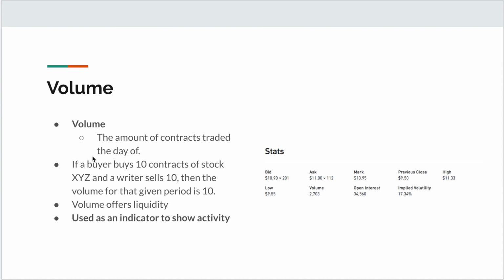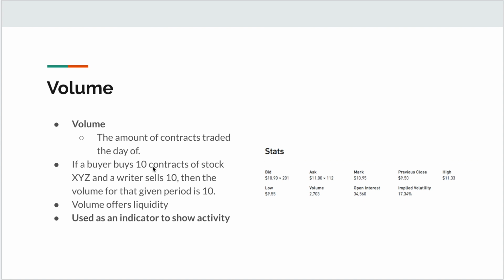Now, when you're trading options, volume is almost like a cheat code because you have the upper hand knowing how options work. So you're already a step ahead of the gang when you are trading options and paying attention to the volume on calls and puts. Volume is the amount of contracts traded the day of. So if a buyer buys 10 contracts of a stock and a writer sells 10, these cancel each other out, then the volume for that given period is 10. So not 20, and that's because we bought and sold 10 contracts.